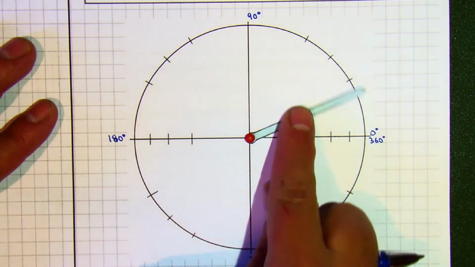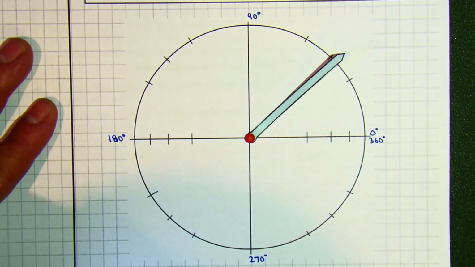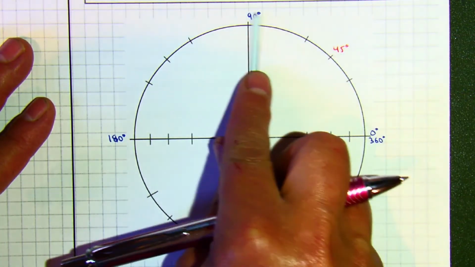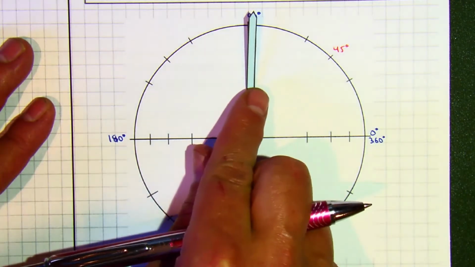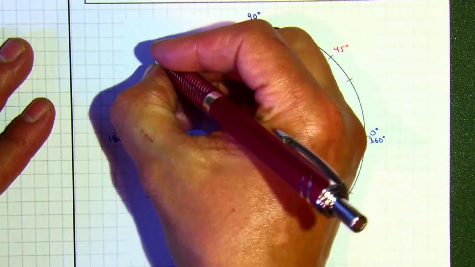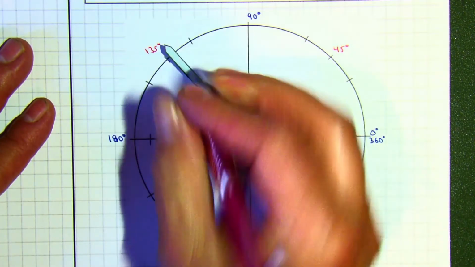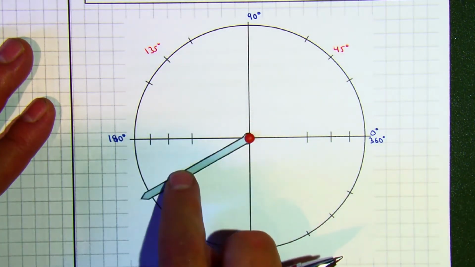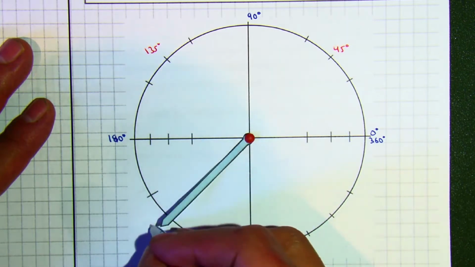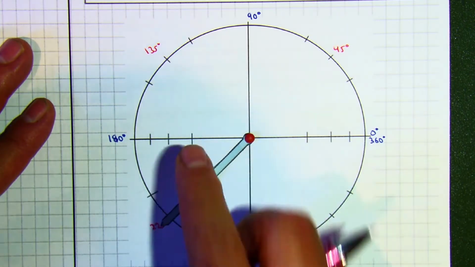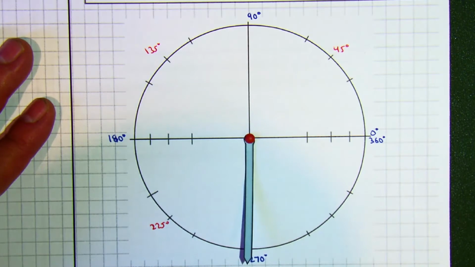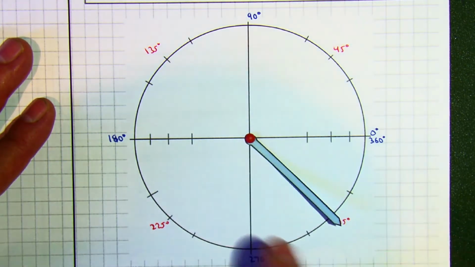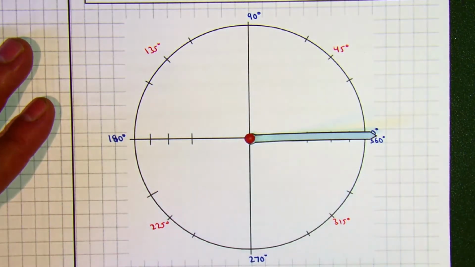Next, I'm going to work through my 45 degrees. This is 45. Plus 45 is 90. 90 plus 45 will be 135. Plus 45 is 180. Plus 45 will be 225. Plus 45 is 270. 270 plus 45 will be 315. Plus 45 will be 360.